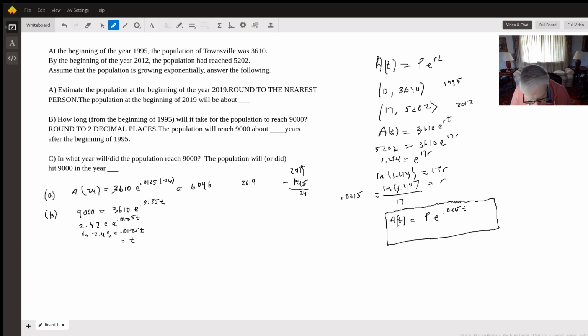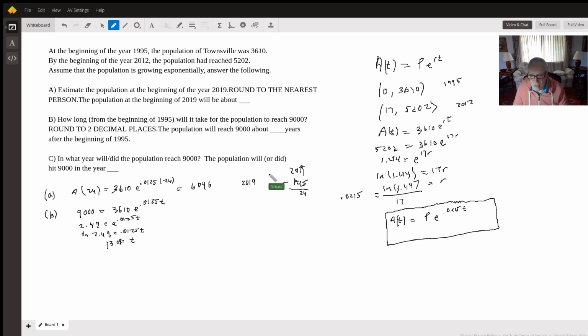So let me start with the log. Put that into my calculator. I'm going to divide that by 0.0215, and it's going to give me 73. And they want 2 decimal places, 73.08 years.